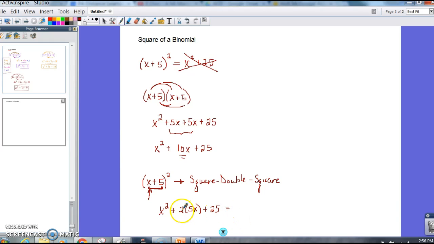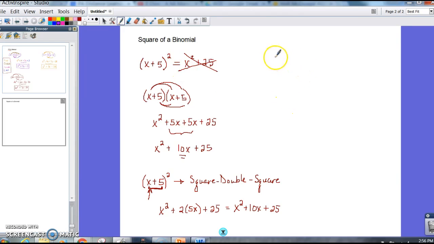If I multiply that 2 times that 5x, that gives me x squared plus 10x plus 25, which is exactly what we got up here by foiling it out. But we can avoid foiling when we are actually squaring a binomial. So let me show you another example.